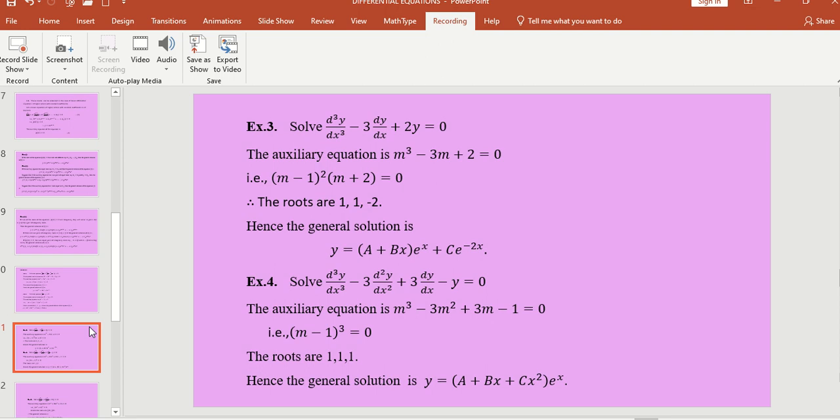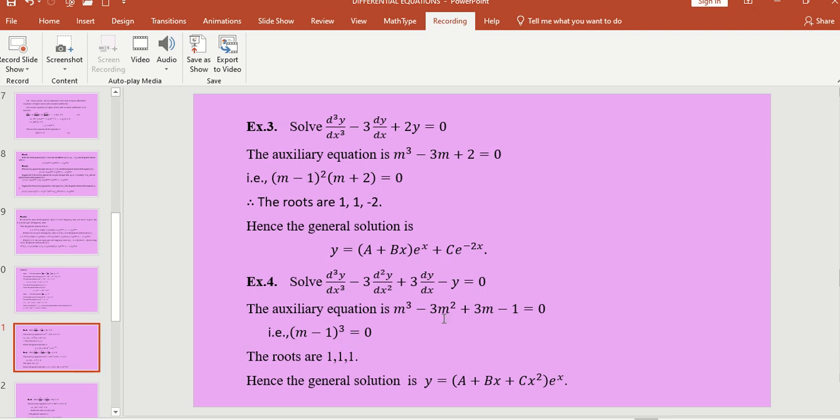Now consider example 3. Solve d³y/dx³ − 3 dy/dx + 2y = 0. By using the auxiliary equation, we find the m values, that is 1, 1, 1, −2. Then the general solution will be this one.